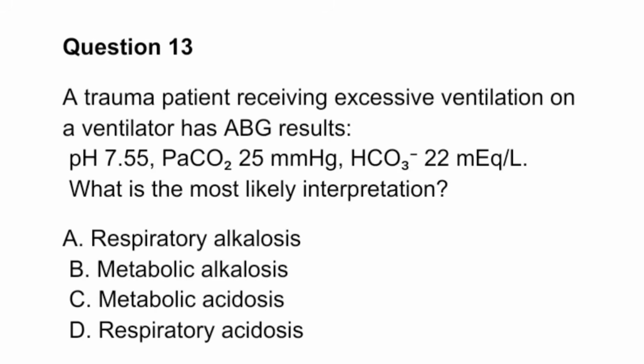Question 13. A trauma patient receiving excessive ventilation on a ventilator has ABG results: pH 7.55, PaCO2 25 mmHg, HCO3- 22 mEq/L. What is the most likely interpretation? A. Respiratory alkalosis. B. Metabolic alkalosis. C. Metabolic acidosis. D. Respiratory acidosis.